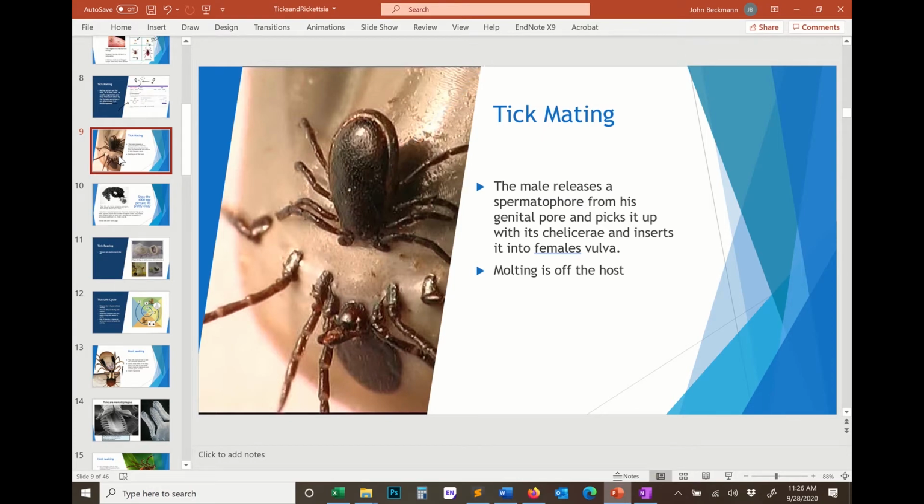You'll hear about this kind of stuff in other insects too if you study insects. The male will release the spermatophore, which is like a ball of sperm and I guess nutrients for the sperm. And then the tick will pick it up with its mouth parts, and then it puts its mouth parts into the female vulva. So that's how they mate. And then molting occurs off the host.